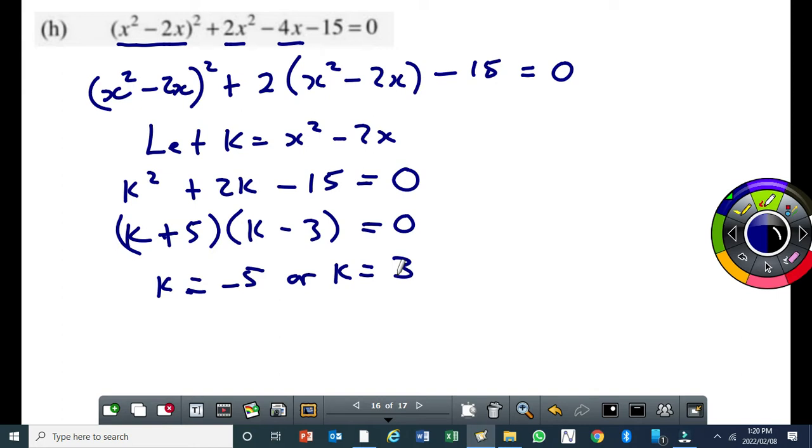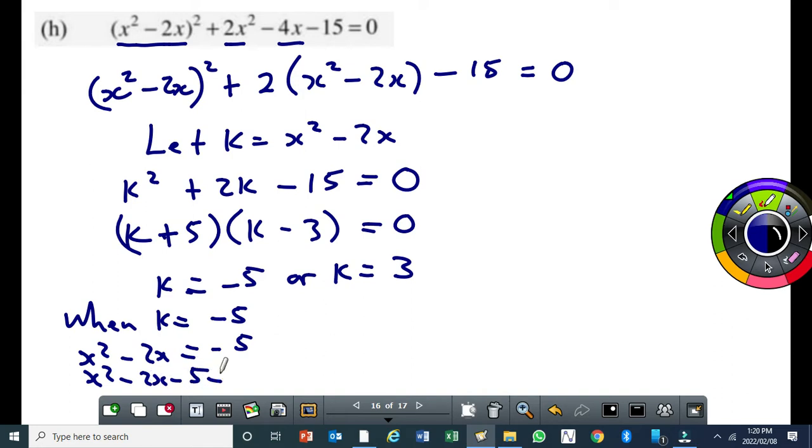Then let's find x now. So we'll say when k is minus 5, it means we have x squared minus 2x is equal to minus 5, and that gives us x squared minus 2x plus 5 equal to 0. Remember, I need to substitute both k values.